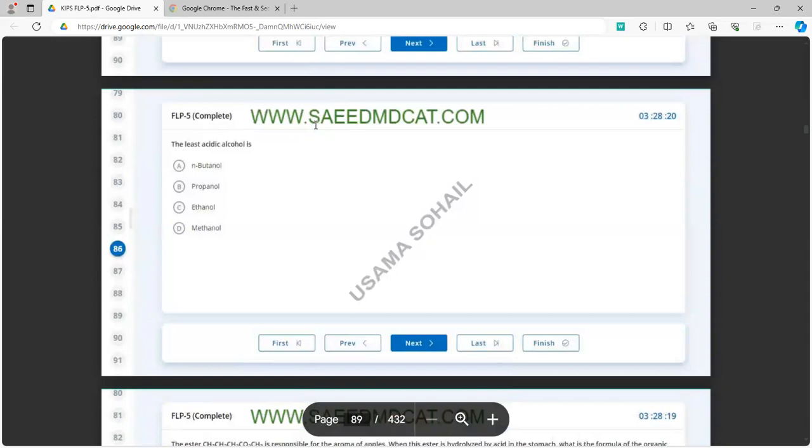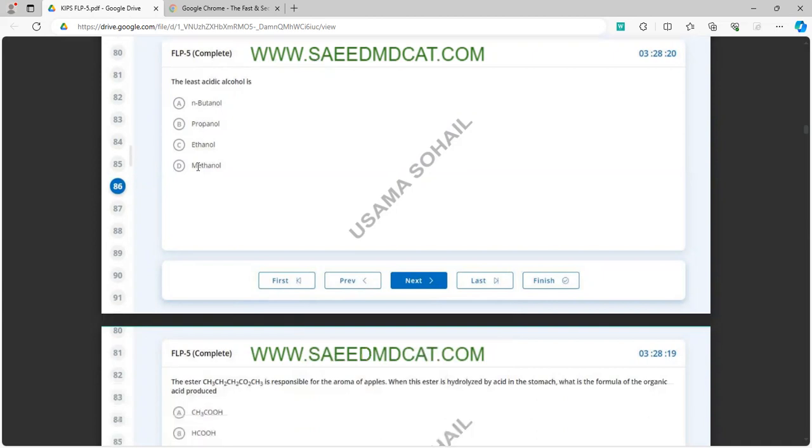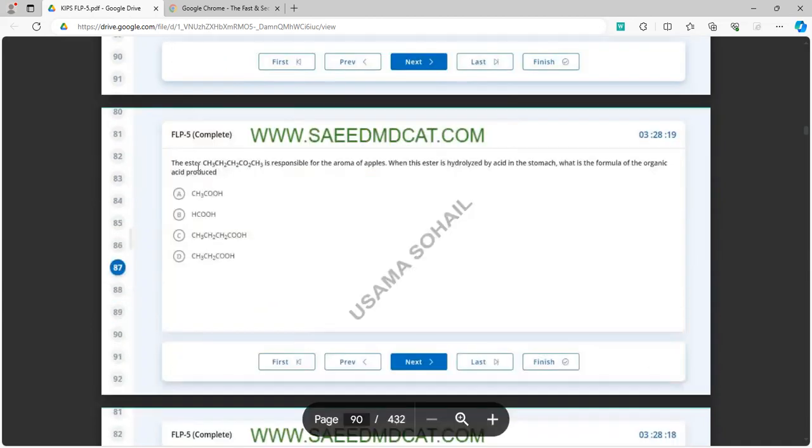The least acidic alcohol will be the one which has the most number of carbon atoms attached to it, and it is butanol, because butanol has got 4 carbon atoms attached to it.